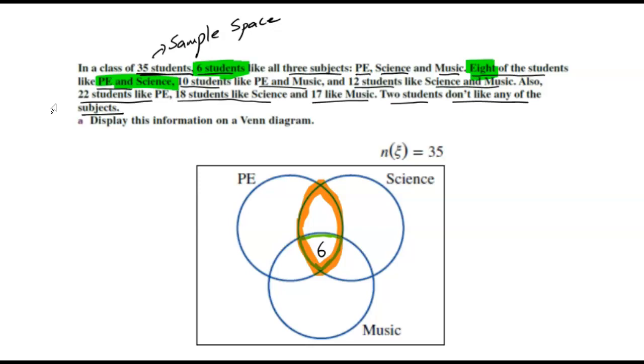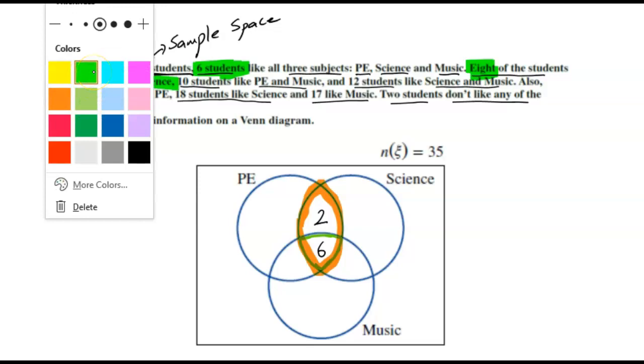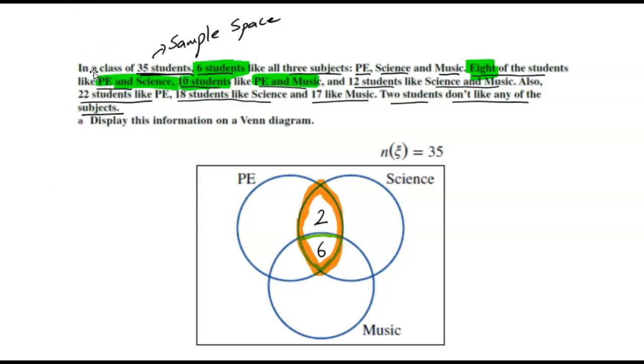They're saying 8 students like PE and science. I already have 6 written in there straight away, so how many students am I left with? I'm left with 2 students, which is the number I'm going to put in there. Similarly, 10 students like PE and music. If I take into account the PE and music bubble, there's 10 students there. I already have 6 written, so there's a remainder of 4 students.